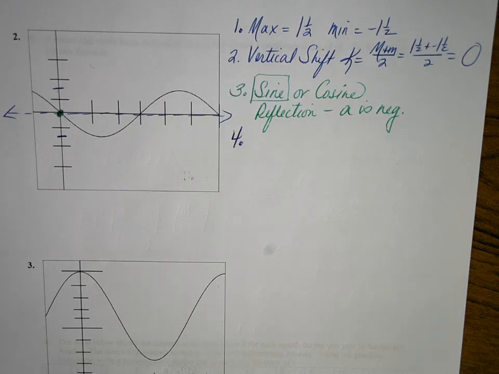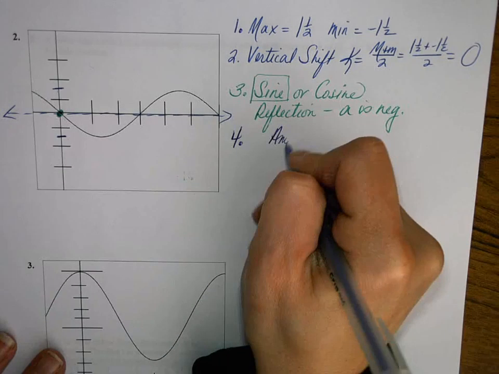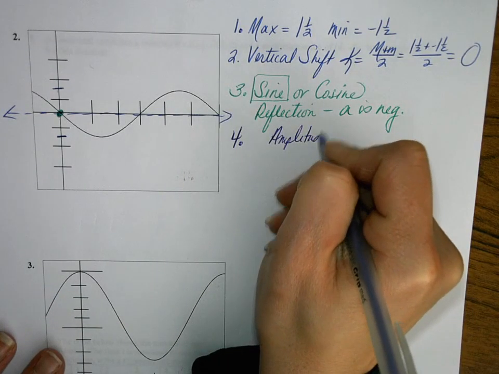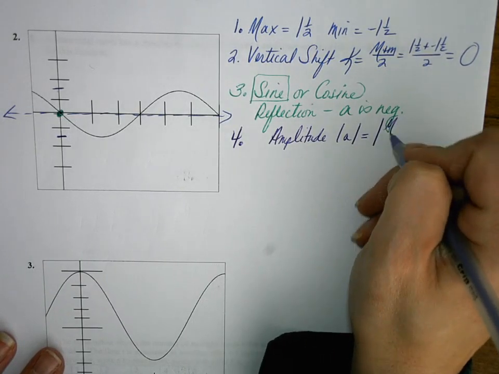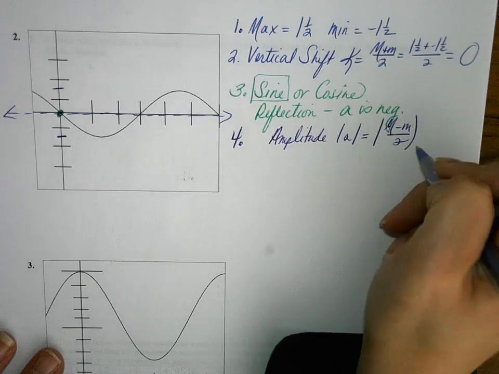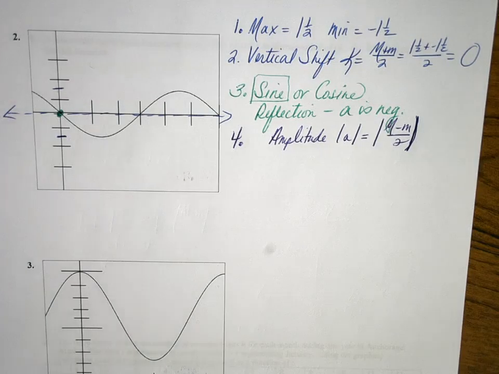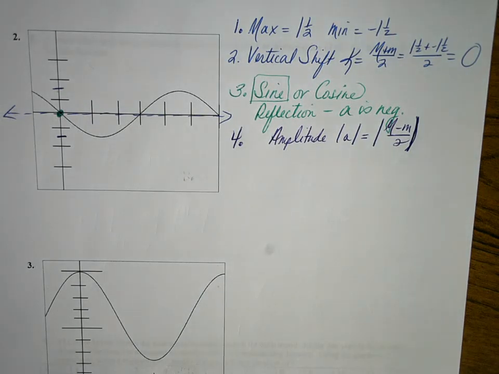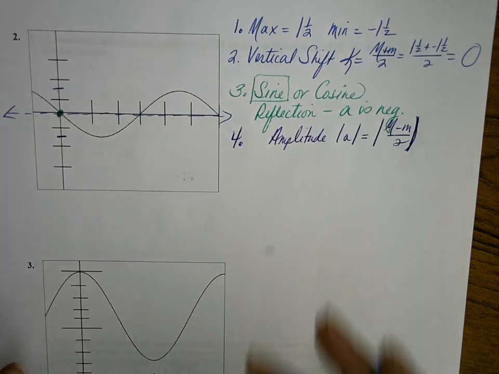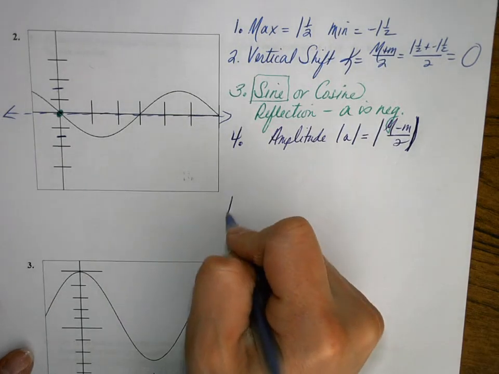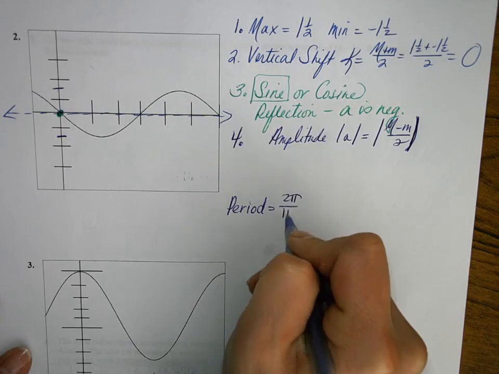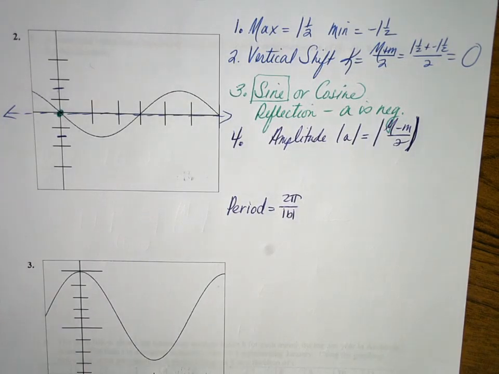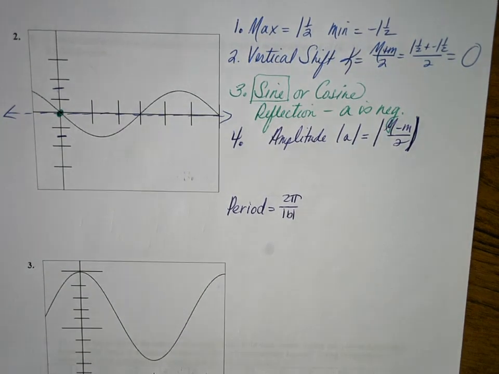All right, got to find the amplitude. The amplitude says the absolute value of A is equal to the absolute value of my max minus my min divided by 2. And what else am I going to be finding? I'm going to be calculating the period to help me find that B. 2 pi over the absolute value of B. Go ahead. Use your amplitude to find the A. Use your period to find the B.